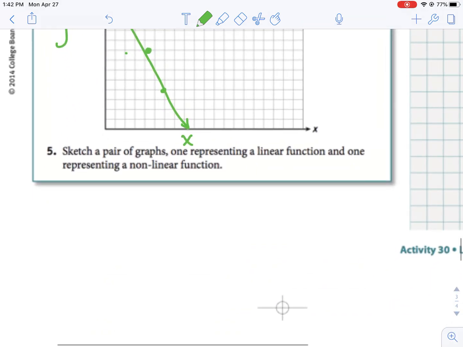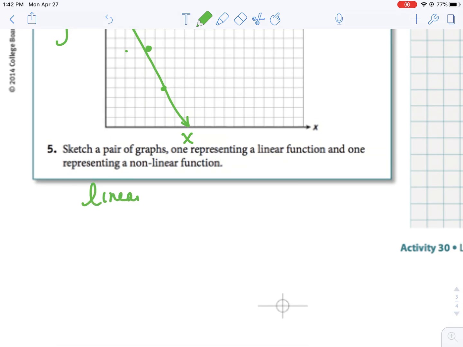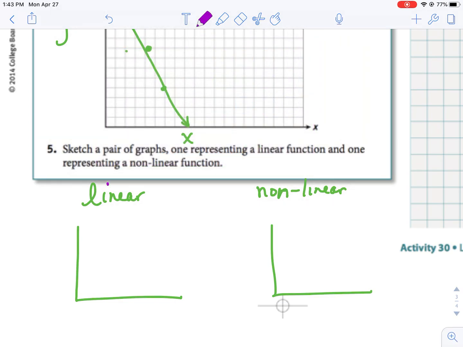All right, so then the next one says sketch a pair of graphs, one that's linear and one that's nonlinear. Okay, so that shouldn't be too bad. Let me set it up real quick. So we've got to do 2 graphs, one of which is nonlinear and one of which is linear. So the linear one should be easy. You can draw whatever line you wish. You can make it start up here. You can make it start at 0, 0. It can start here and go down. Any of those 3 purple lines that I just drew would be an example of a linear function.